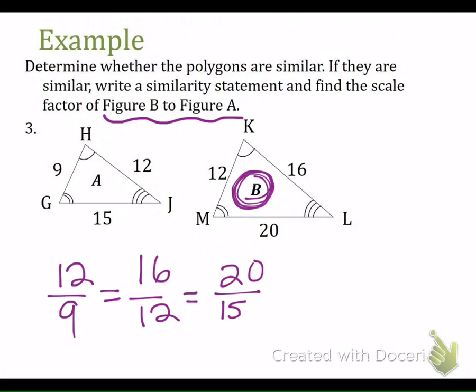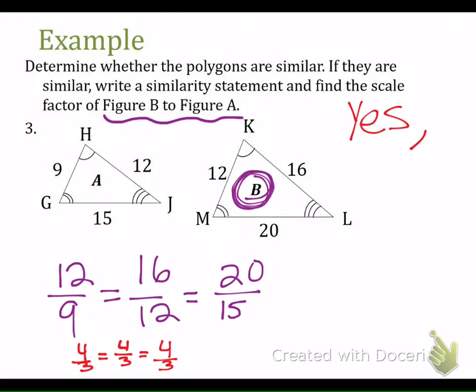So I am going to now reduce them all. 12 over 9 reduces to what? 3 over 3. I mean 4 over 3. 16 over 12 reduces to what? 4 over 3. 20 over 15 reduces to what? 4 over 3. Good. So, are these all equal? Yes. If all the ratios are equal, that means they're proportional, which means the figures are similar. So determine whether the polygons are similar. I'm going to put a yes. Yes, they are similar.